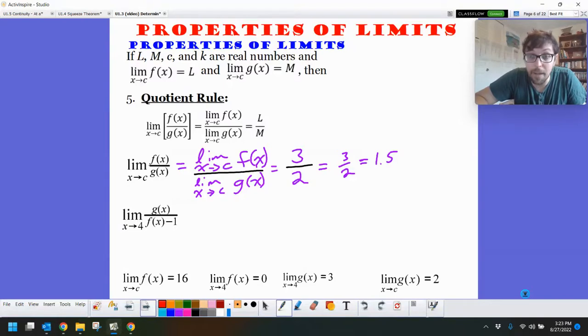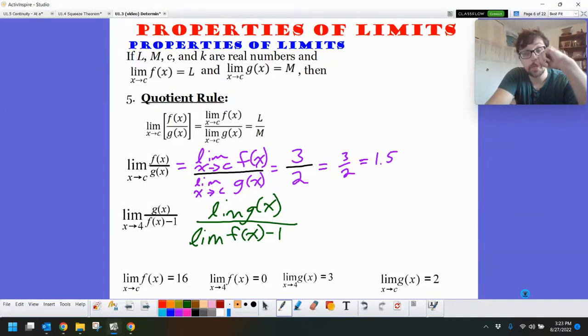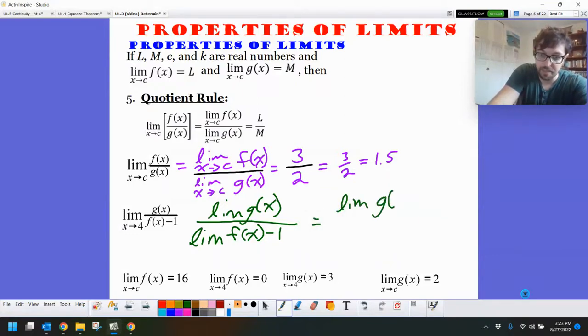Our last-ish property of limits is our quotient. Similar with multiplication, we can do the same thing with division. So if we've got two things being divided, we can make it a top limit. So we get this limit of g of x over the limit of f of x minus 1. But hey, that's a subtraction. We talked about that earlier. We can break that up into two things. So we got the limit of g of x, and then we've got the limit of f of x minus the limit of 1.